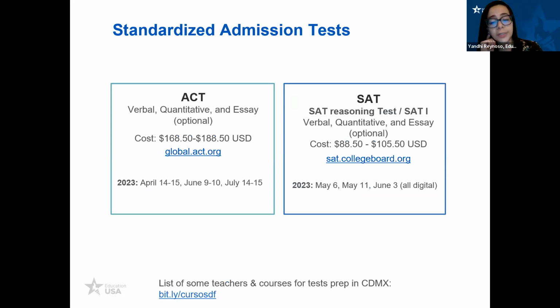There are other standardized admission tests that any student interested in pursuing an undergraduate degree in the US needs to submit. It's the ACT or the SAT. Both tests have verbal, quantitative, and essay sections. As you can see, the cost is very similar, and similar to the English proficiency test, you need to pay and register for this test online. These tests do have specific dates when you can take them. The ones that you see on screen are the ones that we have on our radar for 2023.